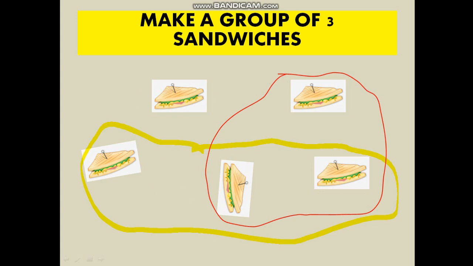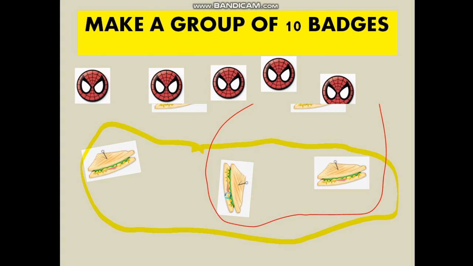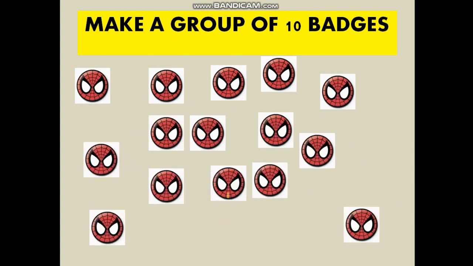Let us do one more question related to this. Make a group of 10 badges. I want to make the group from the center. So what I am going to do is count 10 badges and make the group like this from the center. So how many badges are there now? 1, 2, 3, 4, 5, 6, 7, 8, 9 and 10. 10 badges.